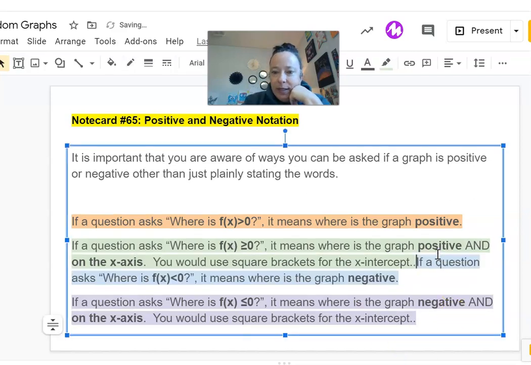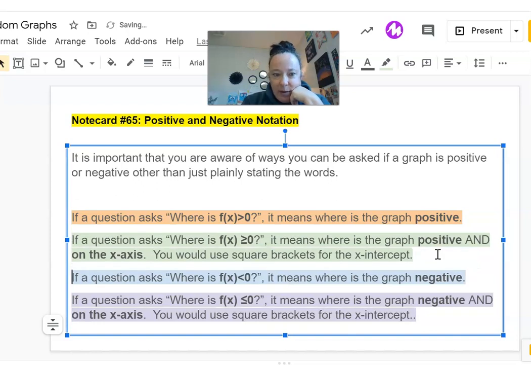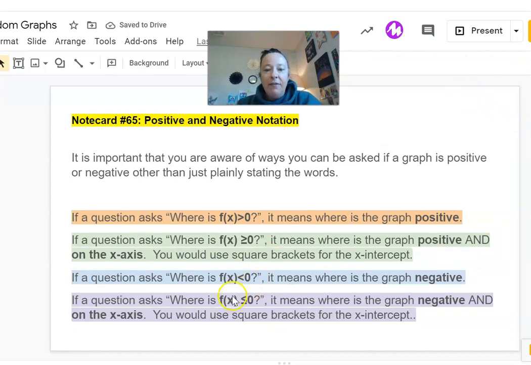And then the blue, oh, there we go. If it asks, where is f of x less than 0, that just means where is y less than 0, where is y negative. So that's just your typical where is it negative. And then the purple, where is f of x less than or equal to 0, that's asking where it's negative and on the x-axis. So let me show you an example.